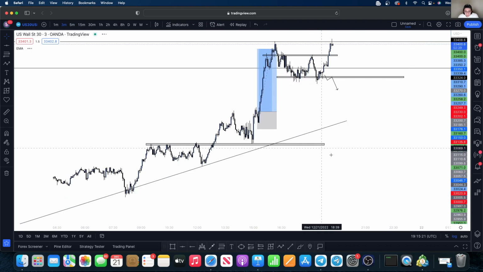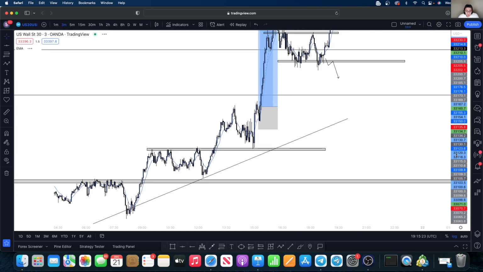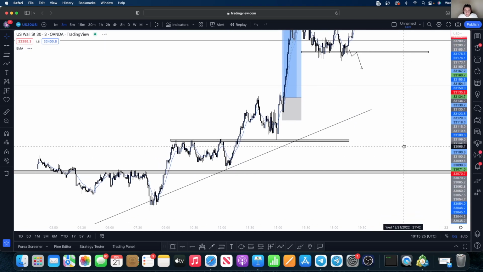Let's wait for this thing to load. All right, perfect. So looking at the 3-minute time frame, right? For some reason my computer is very slow. I don't know why, but let's see if we can get this video done.